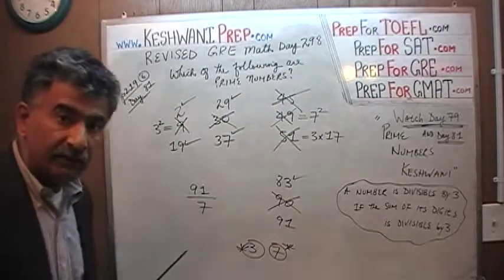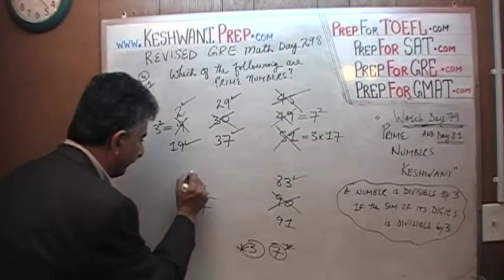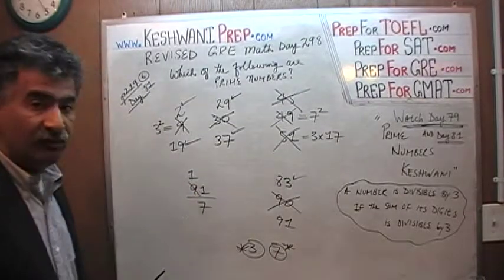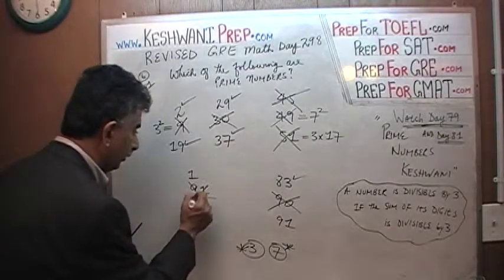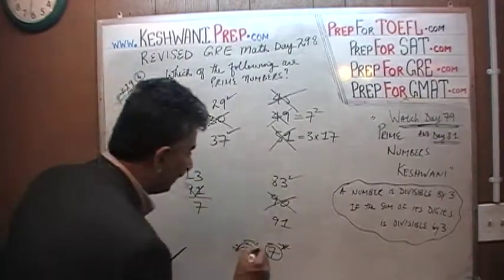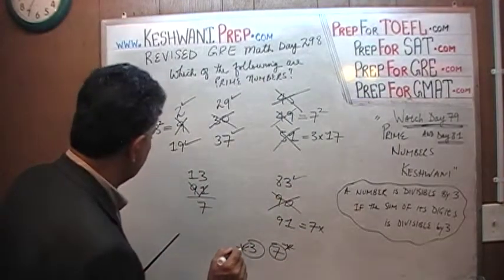Let's find out if 91 is divisible by 7 or not. How many 7s in a 9? 9 has 1 7. Remaining 2 goes and joins the 1, becomes 21. 21 has 3 7s. Oh, what do you know? 91 turns out equals 7 times 13.